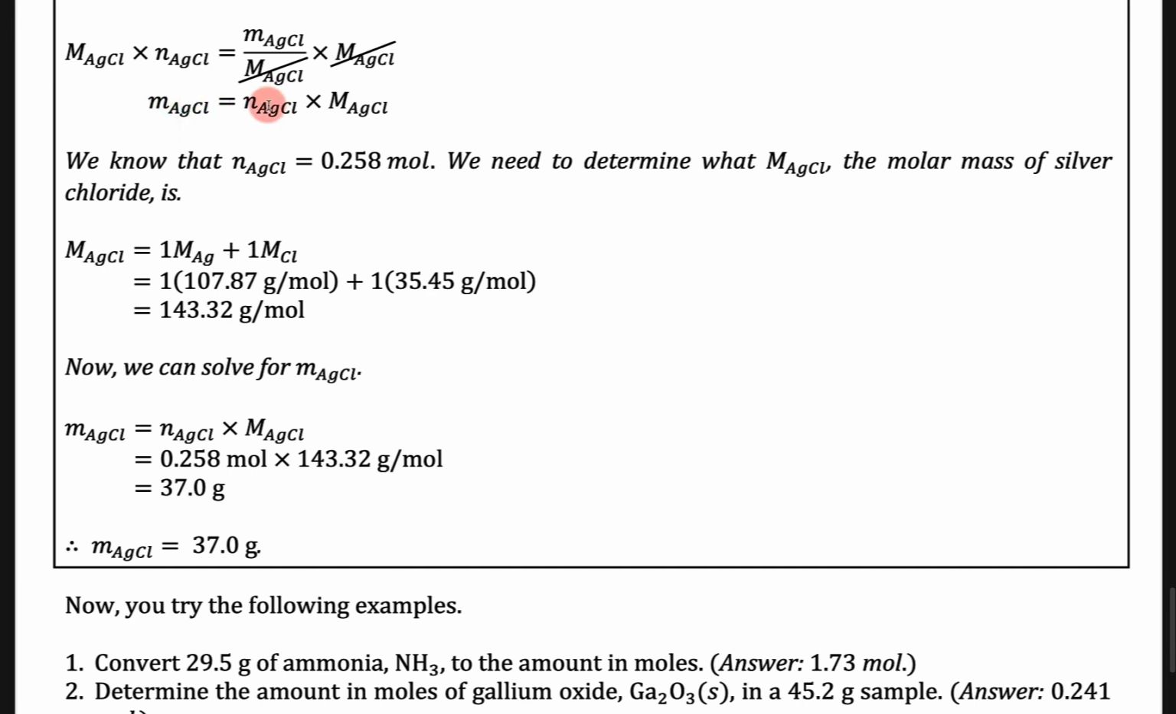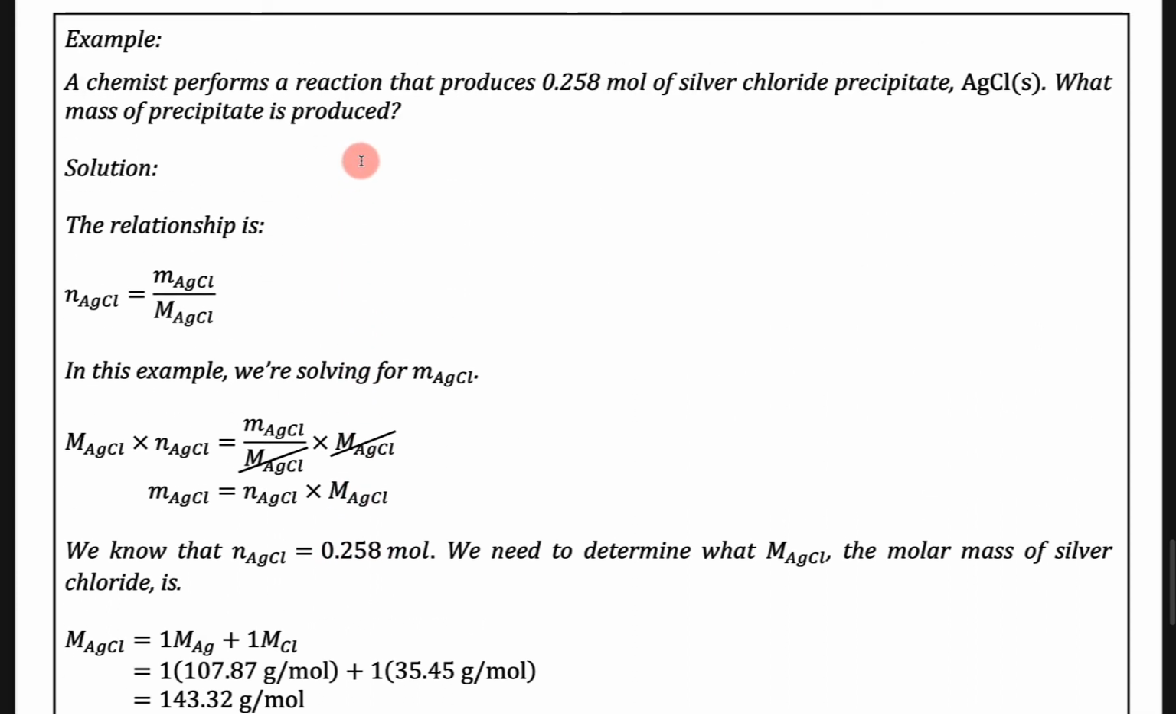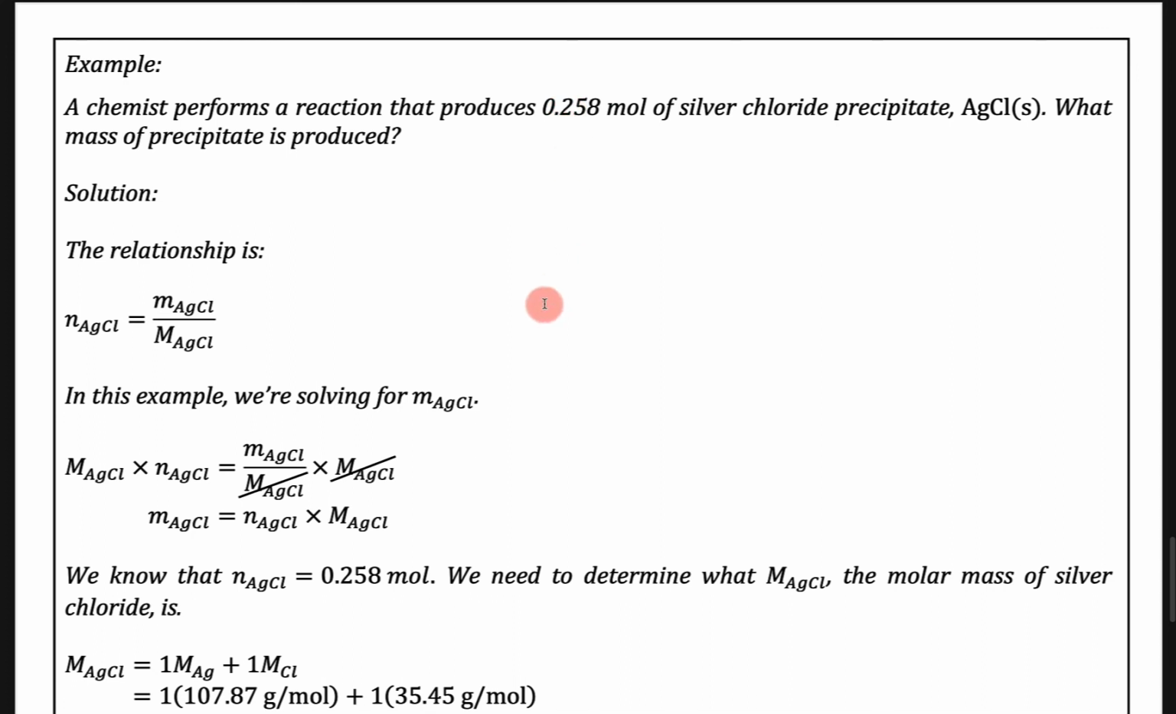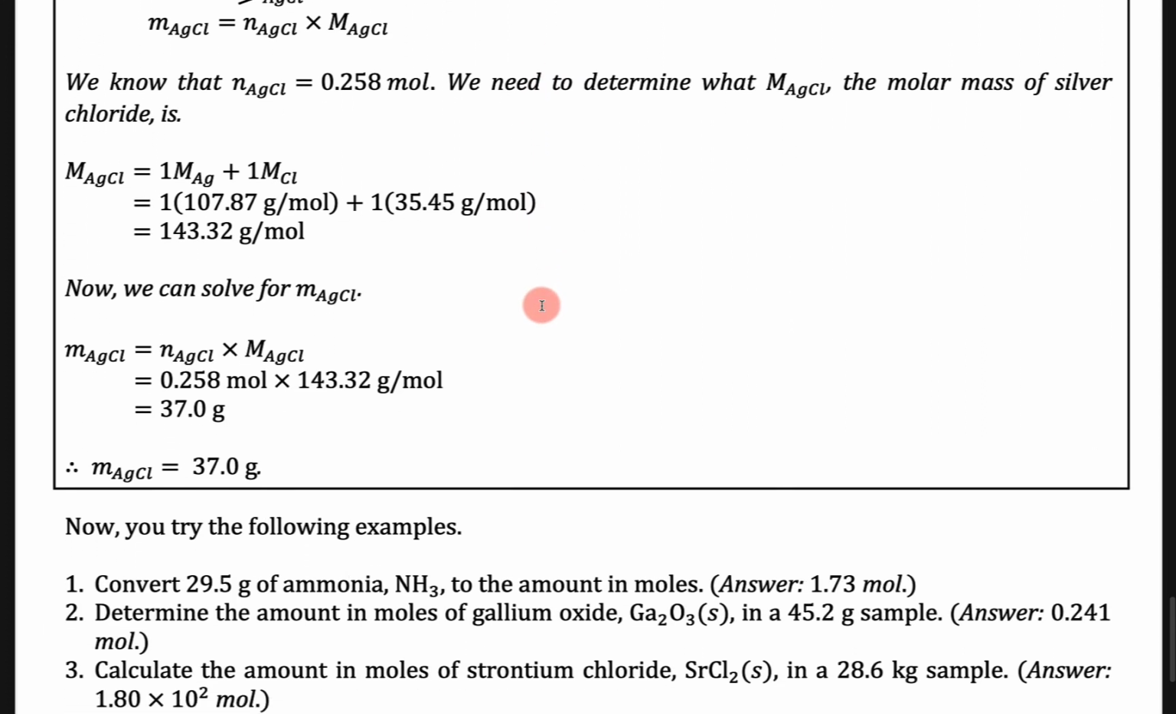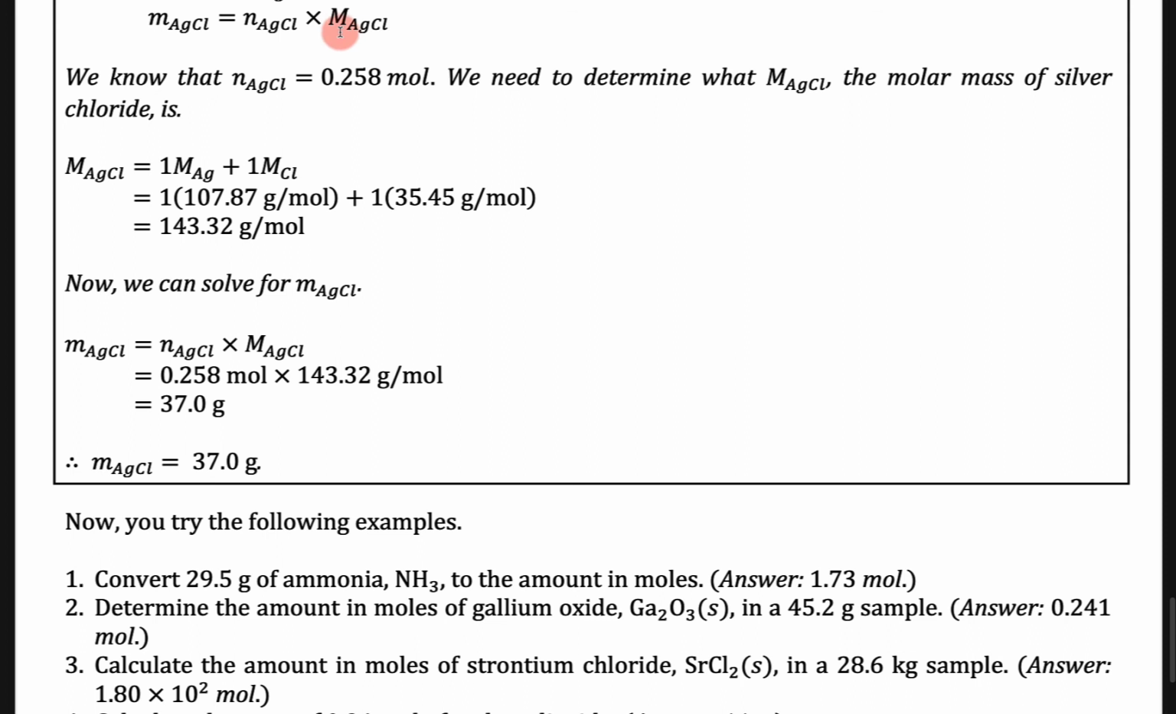Now, the mass is equal to the number of moles times the molar mass. We know that the number of moles is 0.258. That is given in the problem. And so we need to determine the molar mass of silver chloride to solve the problem. If we know the molar mass of silver chloride, then we multiply it by the number of moles to get the mass.